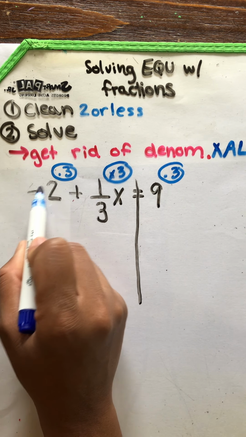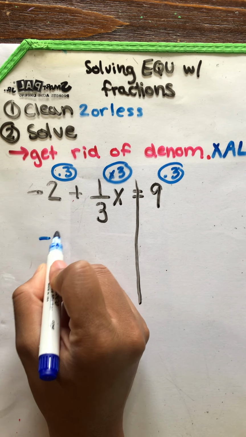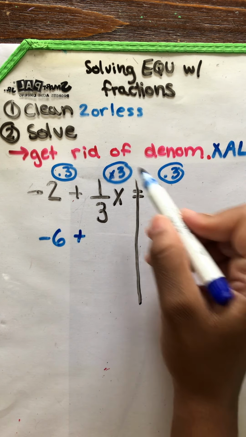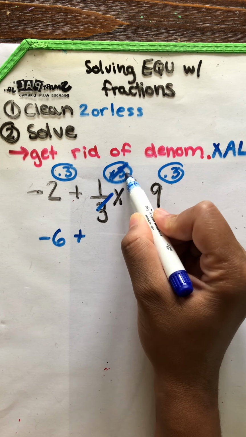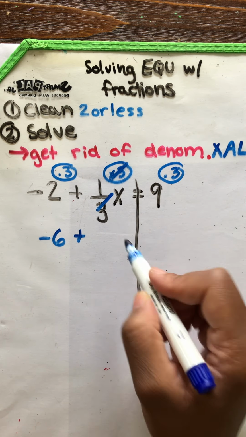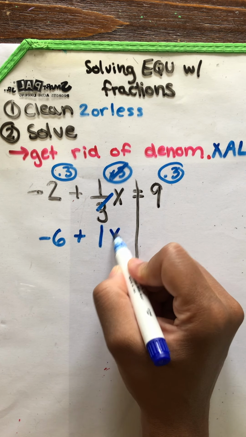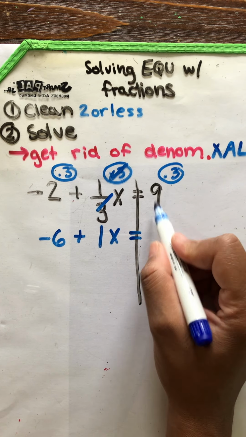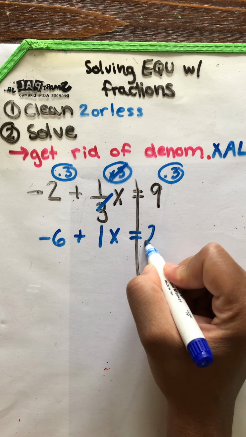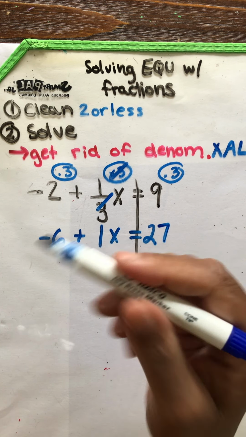So this becomes a -6. The top of the fraction and the bottom of the fraction cancel because they're opposites. A times 3 is the opposite of a divide 3. And do not change the top of your fraction. Do not change the top of your fraction when the bottom cancels. This one, 9 times 3, is a 27.